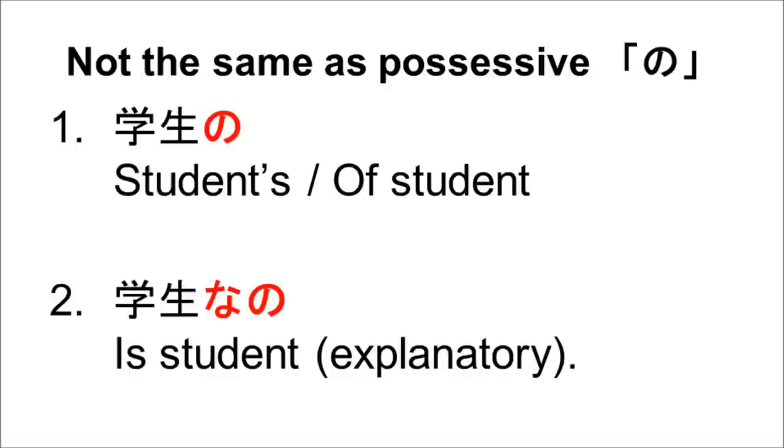However, the explanatory particle we just learned is completely different. It serves a different function, has a different meaning, and also has different grammatical rules. The second sentence, 学生なの, is using the explanatory no, which requires na for nouns. So, 学生なの explains that someone is a student, not that the student owns something.